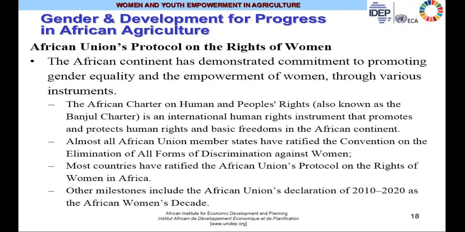Here in Africa, the African Union too has taken its responsibility in its African Union's Protocol on the Rights of Women. The African continent has demonstrated commitment to promoting gender equality and the empowerment of women through various instruments. For example, you have the African Charter on Human and People's Rights, also known as the Banjul Charter, which is an international human rights instrument which promotes and protects human rights and basic freedoms in the African continent. That charter can be exploited to see the protection it accords to women and youth with respect to human rights.